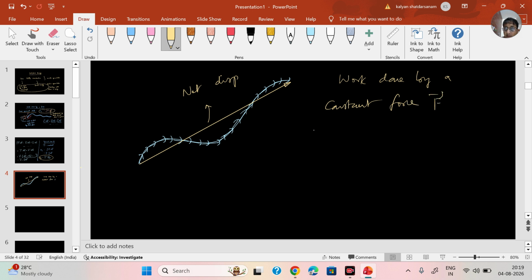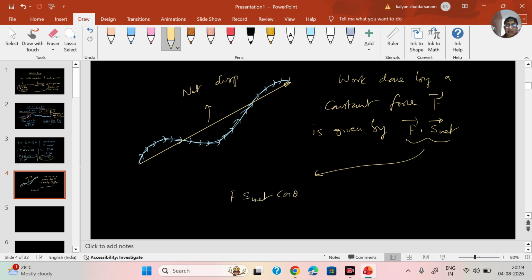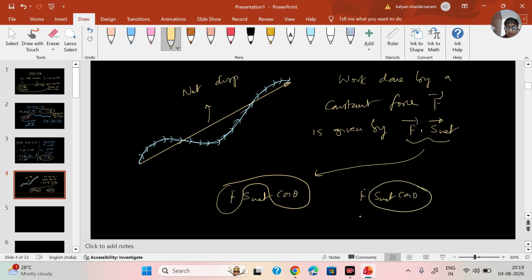Okay. So work done by a constant force F is given by F dot S net, force dot product with net displacement. This is a very useful idea. Sometimes, when you expand this dot product, you get F into S net into cos of the angle between them. In some applications, if you combine F and cos theta, it might look simpler. You can do it either way. In some applications, if you club S net and cos theta, it might look simpler.